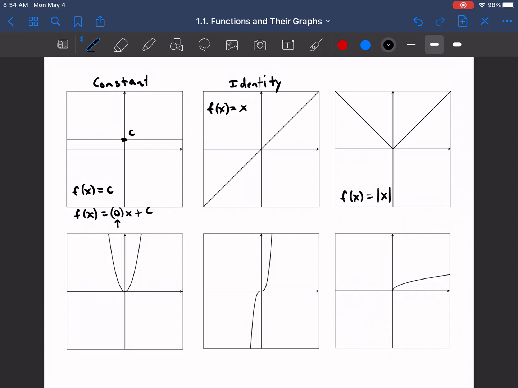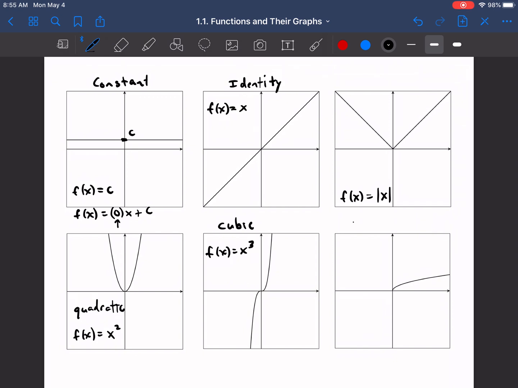The next one is quadratic, and that's going to be f of x equals x squared type graphs, when you have that x squared, and you can have all other kinds of stuff in there and get it moved around. This is a cubic graph, f of x equals x cubed. You need to make sure you know these ones.